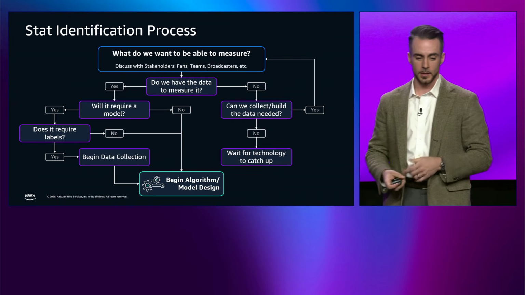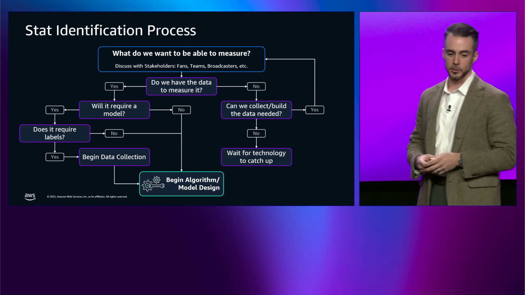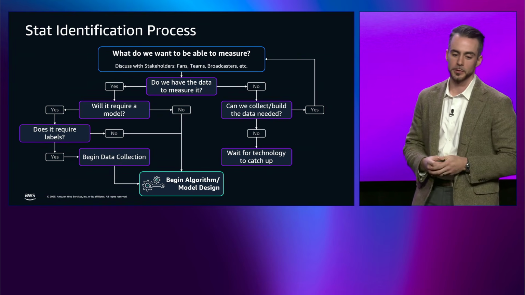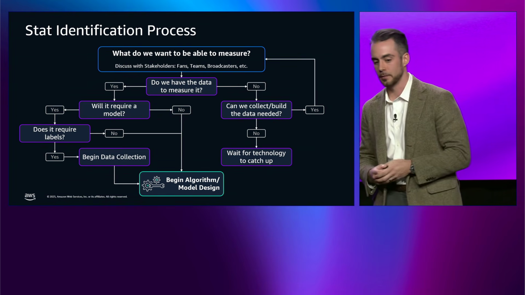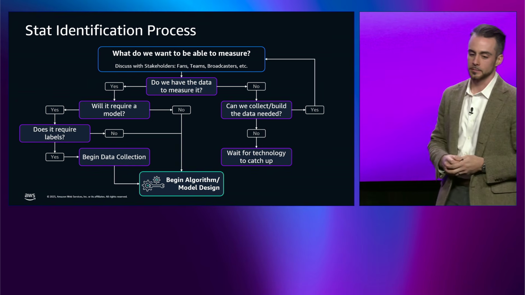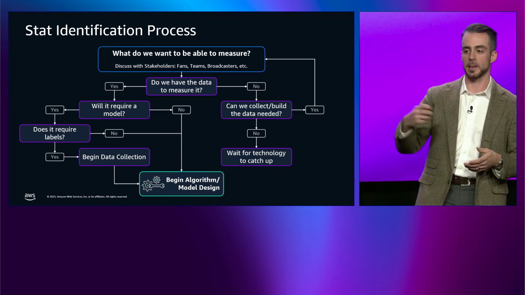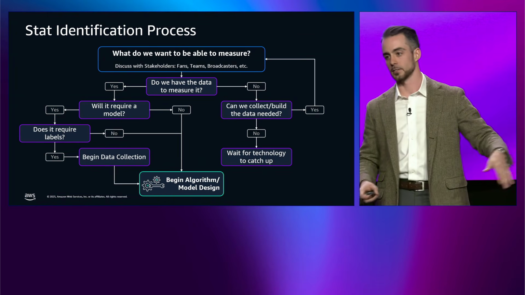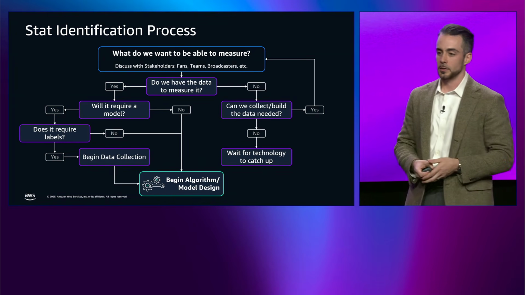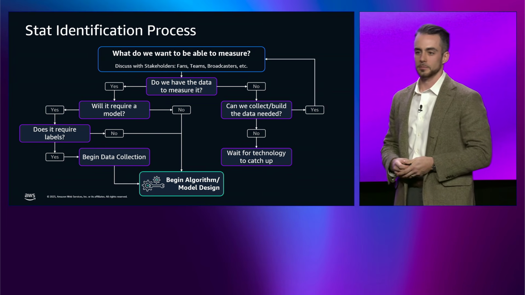And the next slide, because everyone loves a good flow chart, is really how we go through this process. What do we want to measure, right? Do we have the data to measure it? If no, can we collect the data, right? If yes, we go back to the front and start again and hopefully get to the left side of the tree this time. If no, we have to wait for technology to catch up sometimes, right?